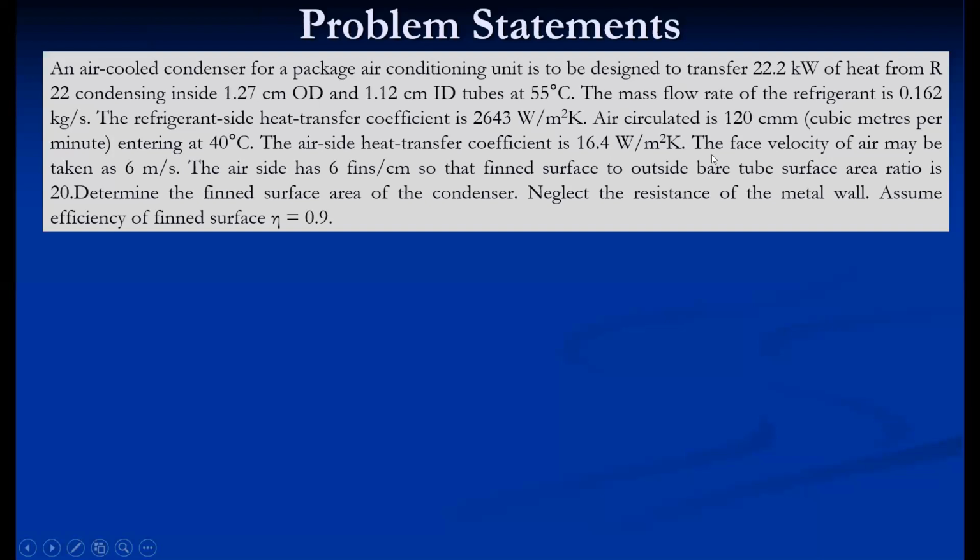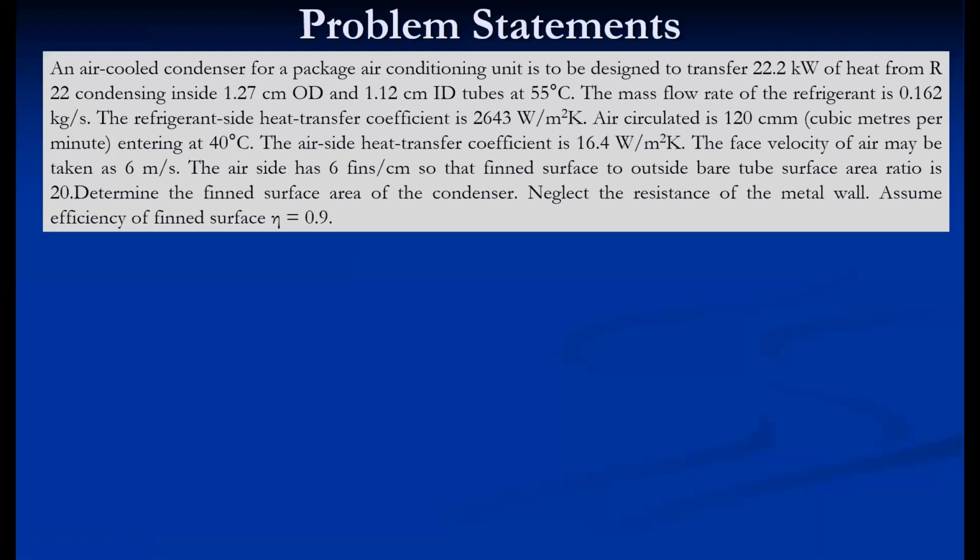The face velocity of the air may be taken as 6 meter per second. Velocity is given. The air side has 6 fins per centimeter, so that the fin surface to outside bare tube surface area ratio is 20. So Ao, that bare surface, is given, that is 20. Determine the fin surface area of the condenser. So condenser fin surface area we have to determine, and neglect resistance of the metal wall, assuming efficiency of the surface is 0.9. So this is the air-cooled condenser.